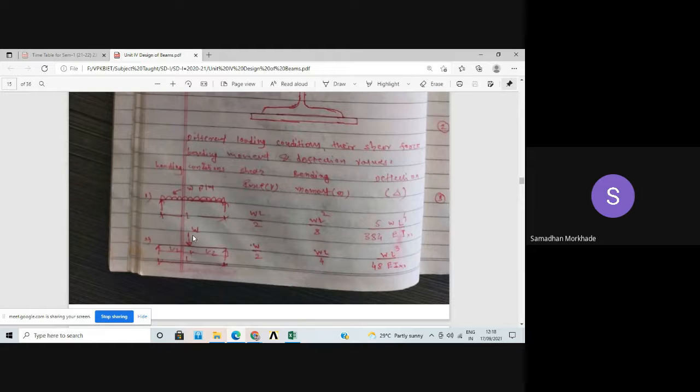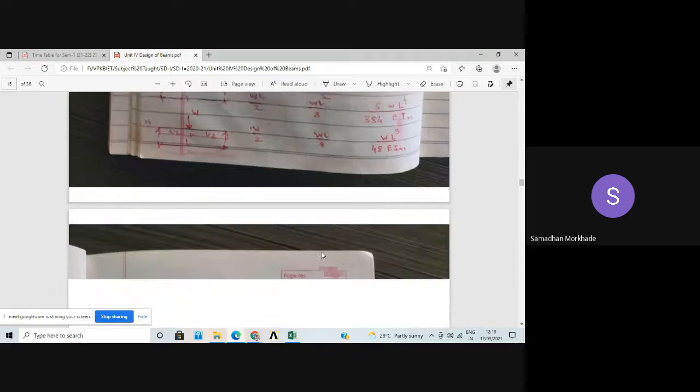For a point load at center, the reaction is W by 2. It means the maximum shear force is W by 2. The bending moment is WL by 4 for this case, and the deflection is WL cube by 48 EI. IXX is major axis bending; we are considering the maximum moment of inertia.